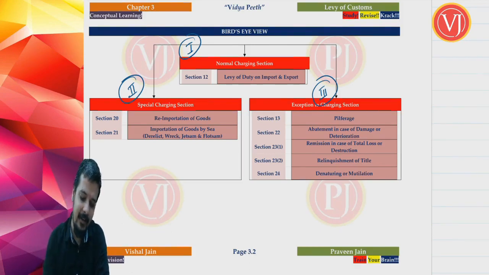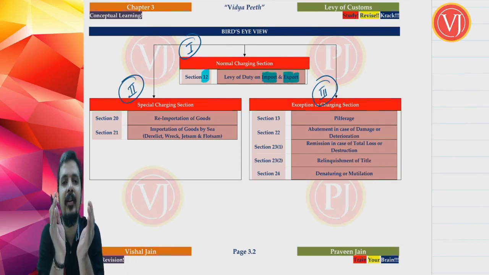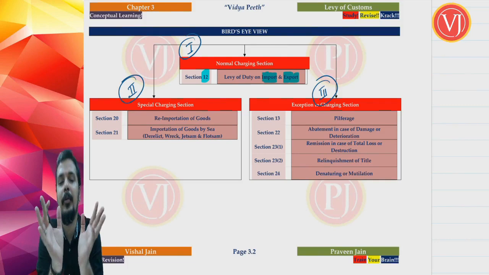What is the base charging section? Normal charging section, we are going to talk about your normal charging section, section 12, where you talk about levy of import duty and levy of export duty. The base charging section, there is only one charging section in customs, friends, that is section 12, levy of import duty and levy of export duty.